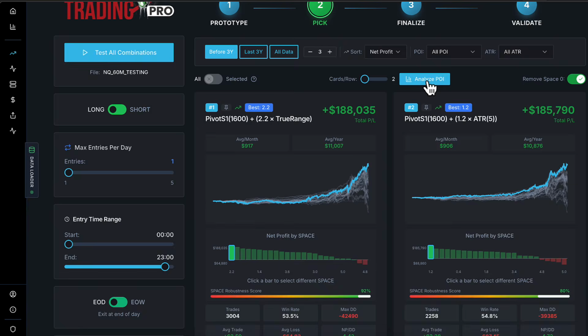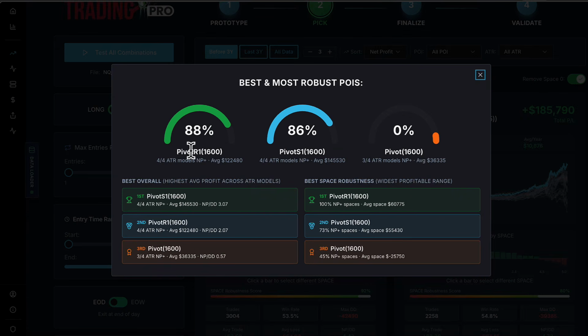Overall, let's check pivot R1. It's actually the most robust one. It works in most combinations of ATR and multipliers. So 88% robustness level just for the pivot R1 component alone, and even the S1 is quite all right, 86%. Whereas the pivot itself, the main one, not a high score.